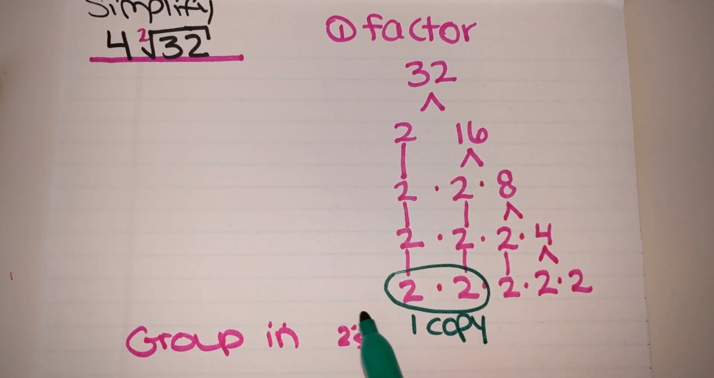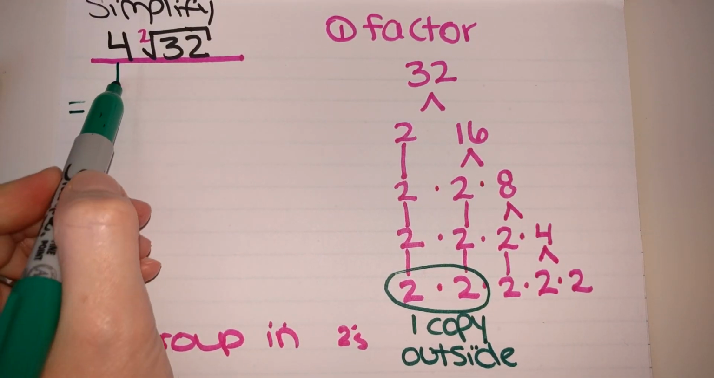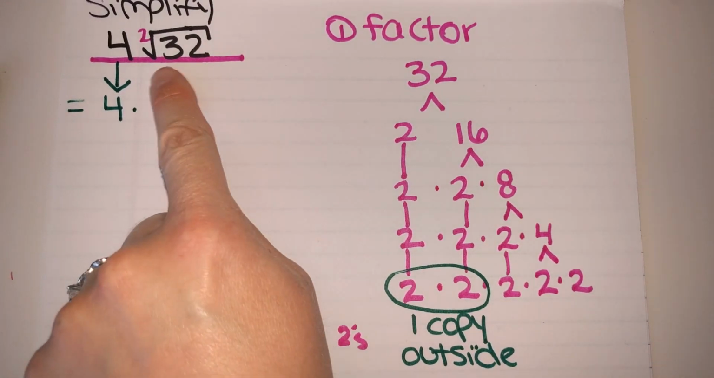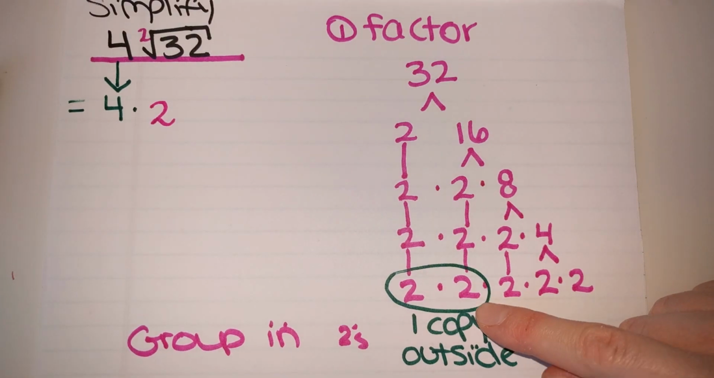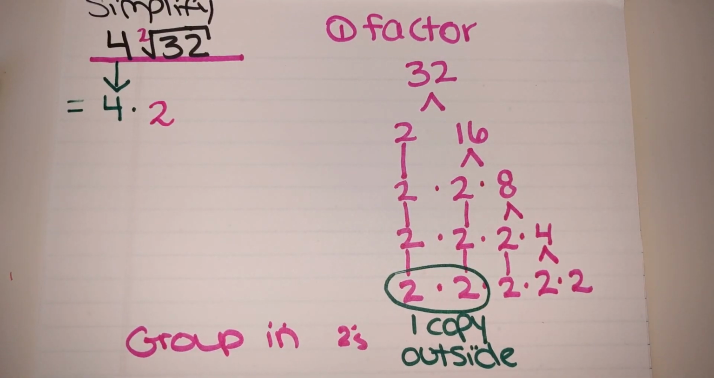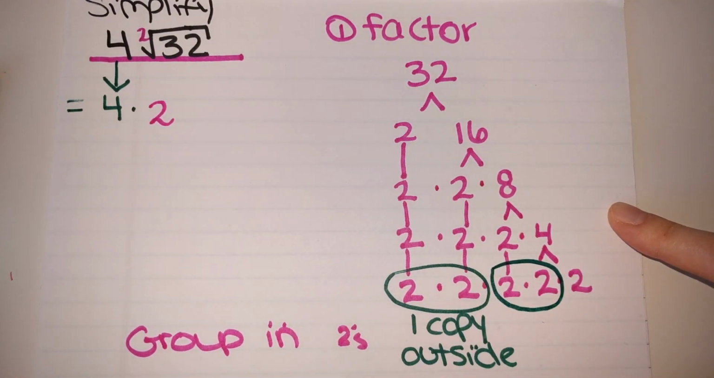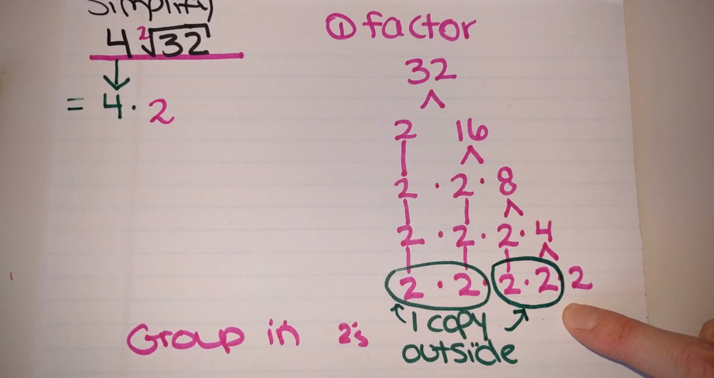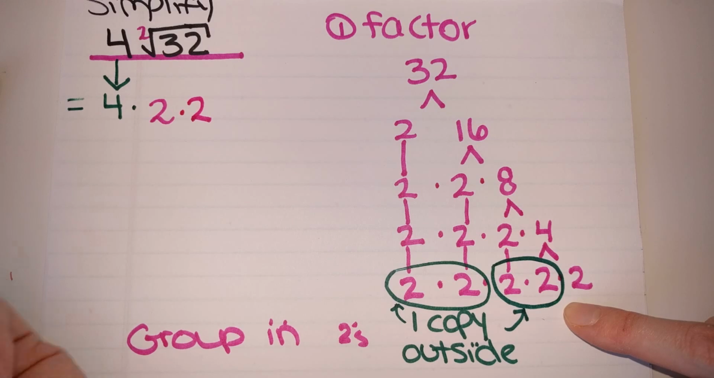And when we group those numbers, that is going to appear outside of the radical. So here what will happen, we have our 4, that's going to bring straight down. Then our square root of 32 is going to have one copy outside from the 2 2s that are grouped together here. Then we have another group of 2 2s grouped together. So that is also going to be another copy outside of the radical. So we will write times 2 outside of our radical.